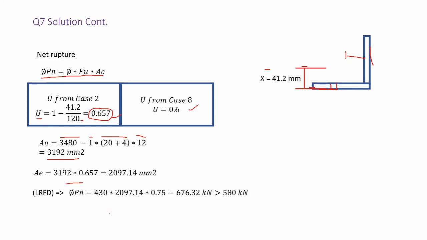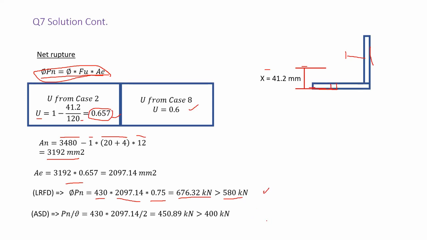Once you get your effective area, you can calculate this equation according to LRFD. So this one is actually 430 multiplied by the effective area, multiplied by the reduction factor or factor of safety, and you get your capacity of member in net rupture 676, bigger than 580. This is good. If we check for ASD, now this time we divide by 2.